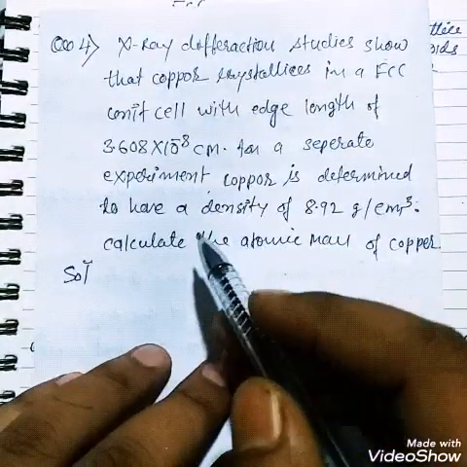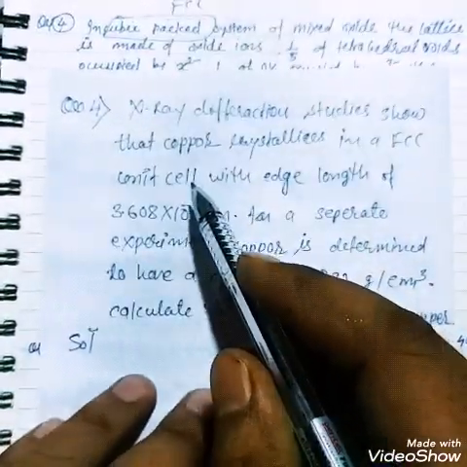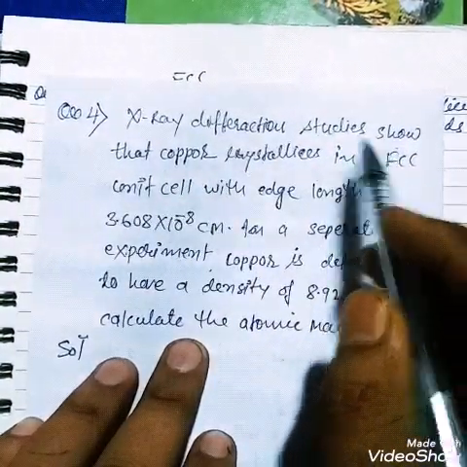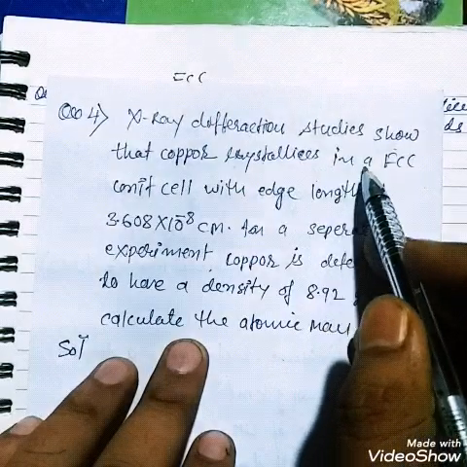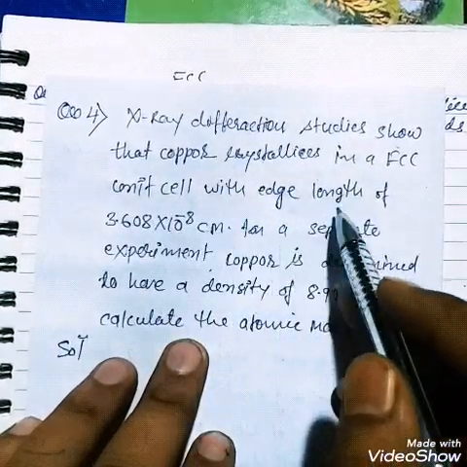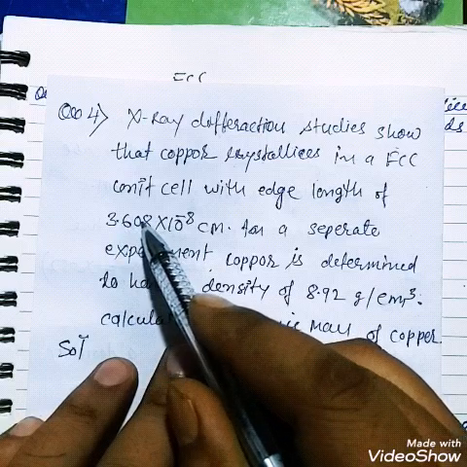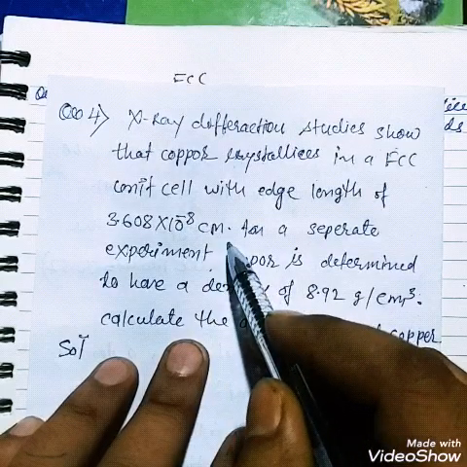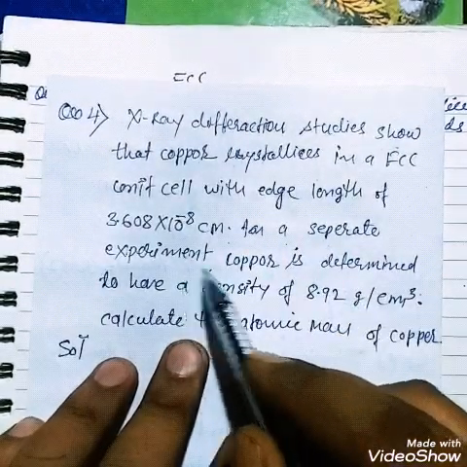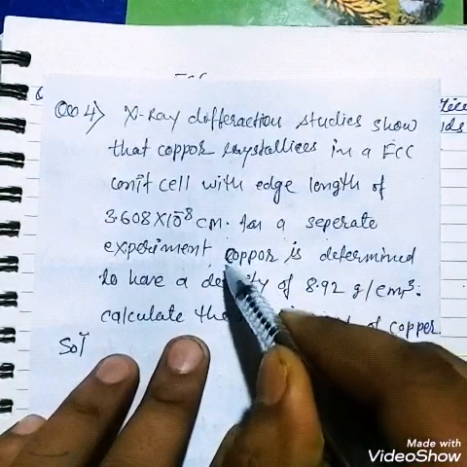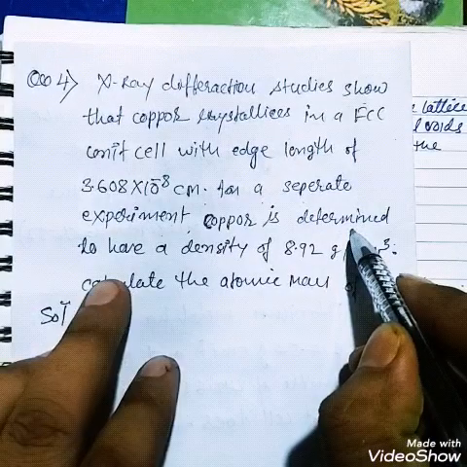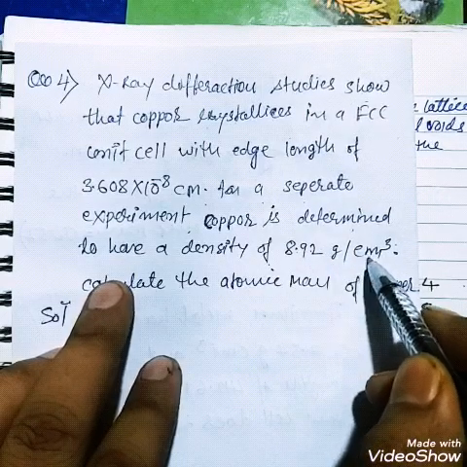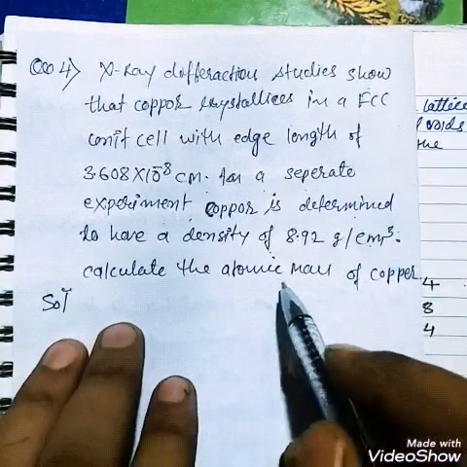Now here is a different type of question. X-ray diffraction studies show that copper crystallizes in an FCC unit cell with edge length of 3.608 × 10^-8 centimeter. In a separate experiment, copper is determined to have a density of 8.92 gram per centimeter cube. Calculate the atomic mass of copper.